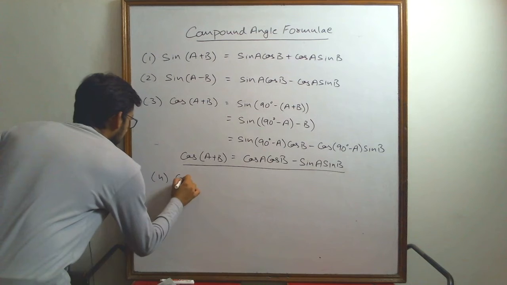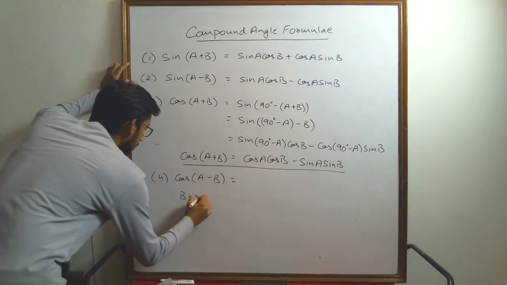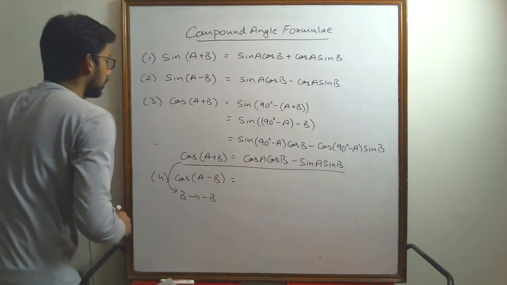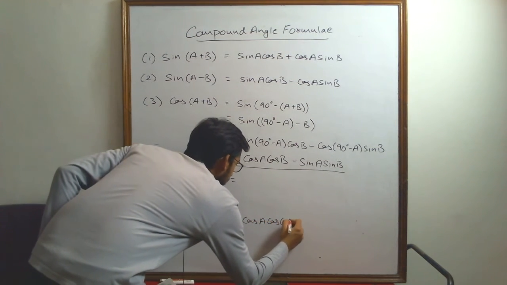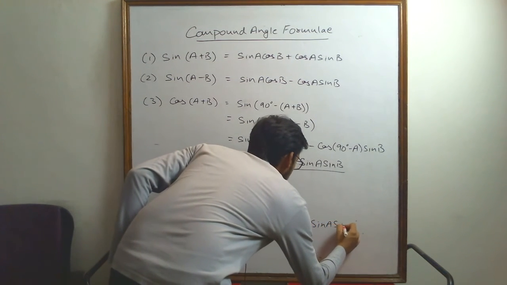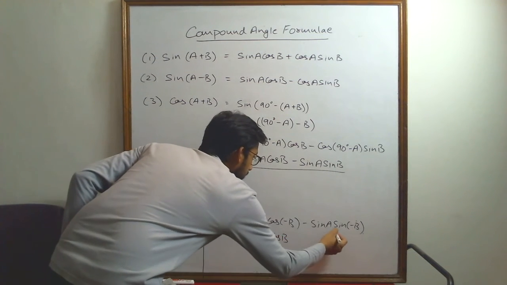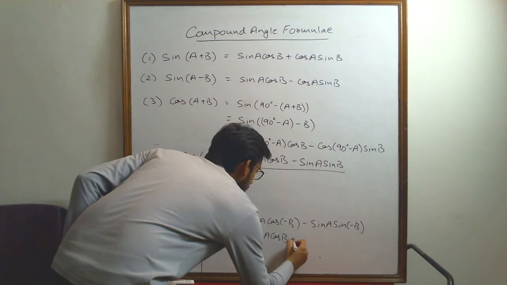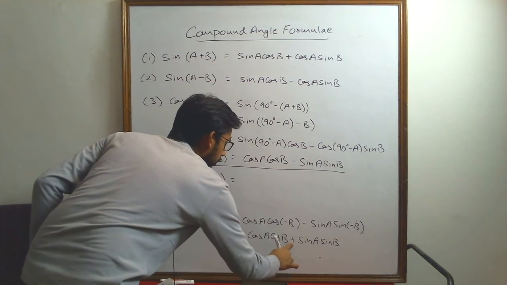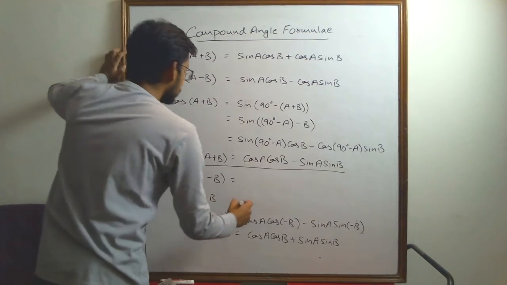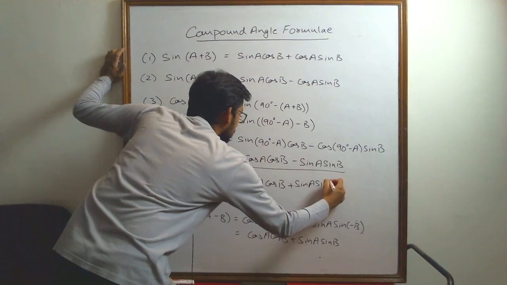Let's find the formula for cos A minus B. Now for this, what we do is, again this is an identity, so we replace B by minus B in this formula to get cos of A minus B, which is equal to cos A cos of minus B minus sine A into sine of minus B. Cos of minus B is same as cos B, so this is cos A cos B. Sine of minus B is same as minus sine B, so this is minus minus plus sine A sine B. As this is minus sine B, minus into minus gets us positive, plus sine A sine B. So the formula of cos A minus B is cos A cos B plus sine A sine B.